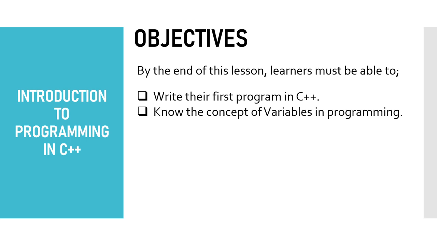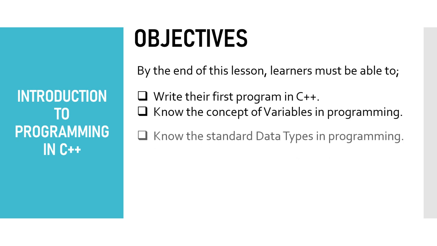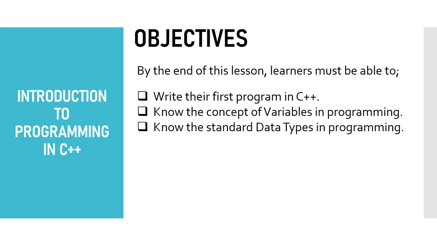You are also expected to know the concept of variables in programming. Variables exist in all programming languages, and specifically C++. We are going to help you understand what the concept of a variable is all about. We're also going to learn the standard data types in programming. Computers have different types of data, and these are all made possible by the programming languages that they are used for. So we are going to explore the data types in programming, especially in C++.